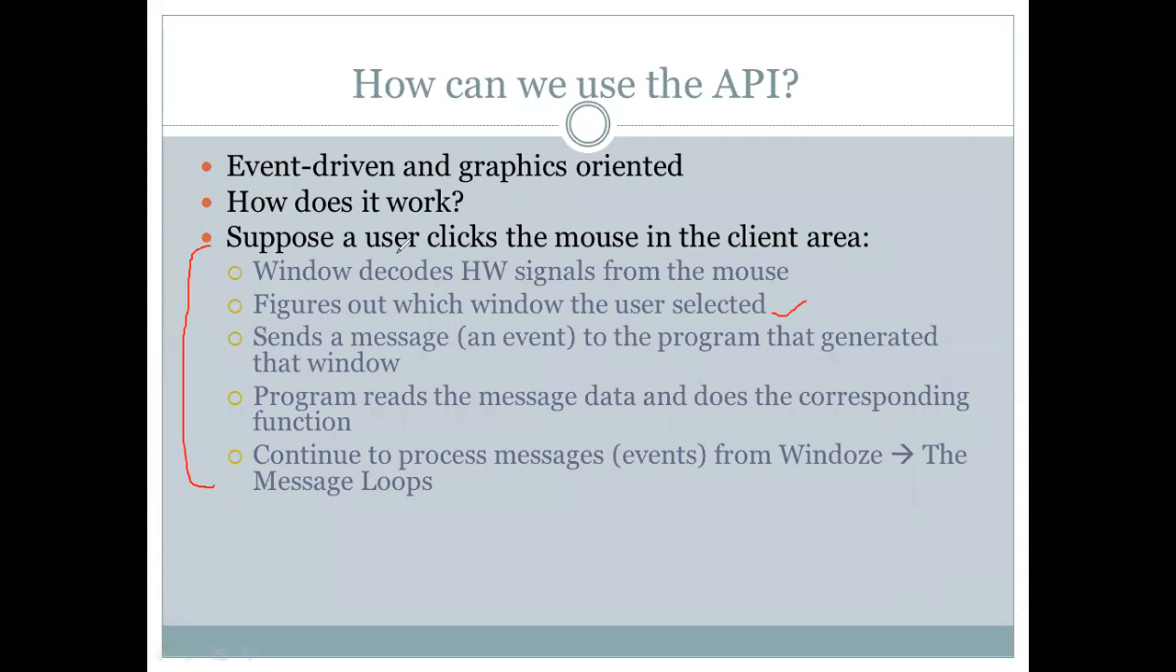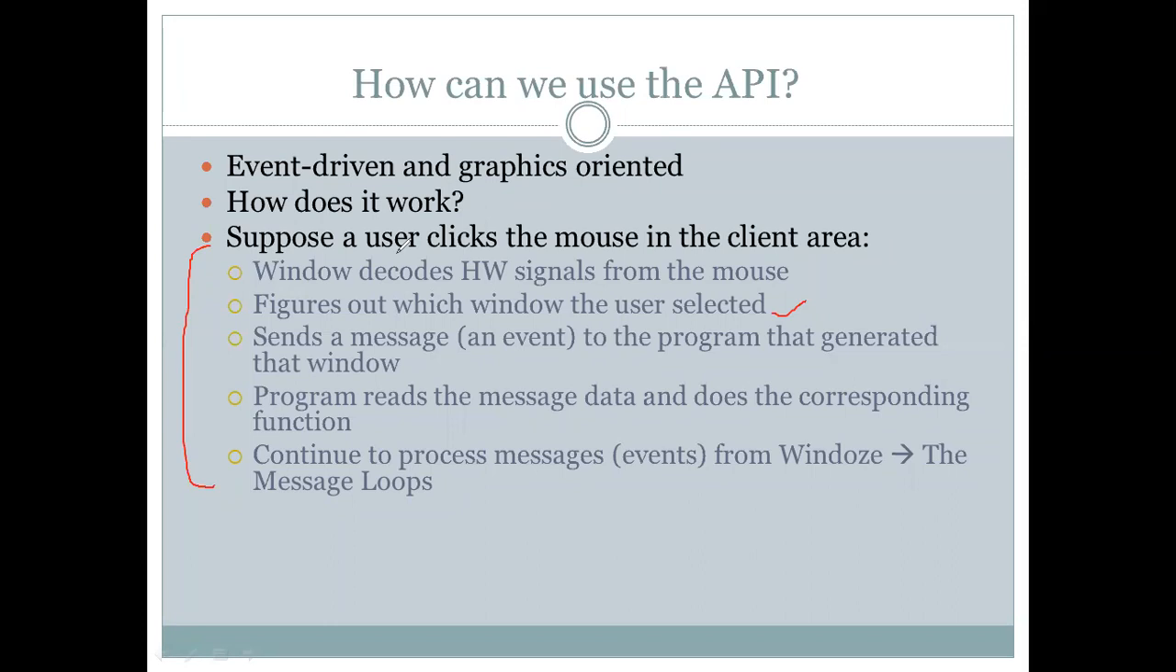Then once the option is selected, it sends a message, or we can say an event, to the program that generates the window. So then what will happen? That event will be selected in the form of a message. Then the event will generate the form message for the program. Then the program reads the message data.